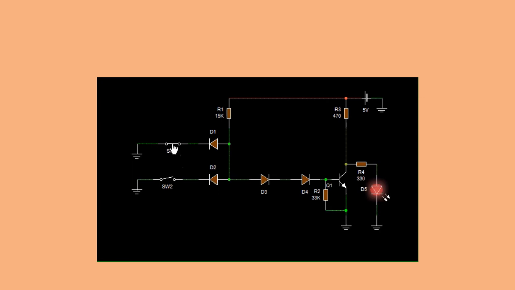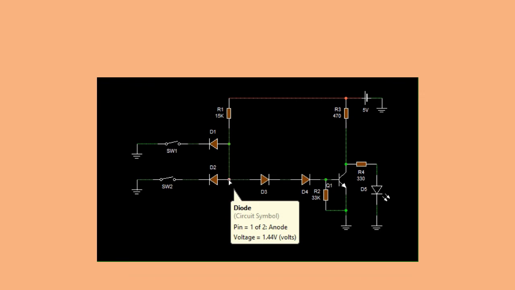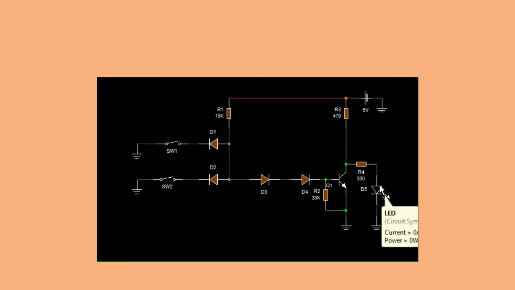If both inputs are in high condition, the input diodes D1 and D2 are off and the voltage at this point is 2 volt, which is sufficient to drive the transistor into saturation. Then the output is low, that means the LED will not glow. So this is the circuit performance of a NAND gate. By using this process, we can easily design a NAND gate using discrete circuit components.